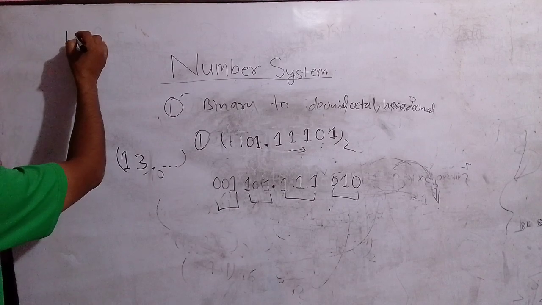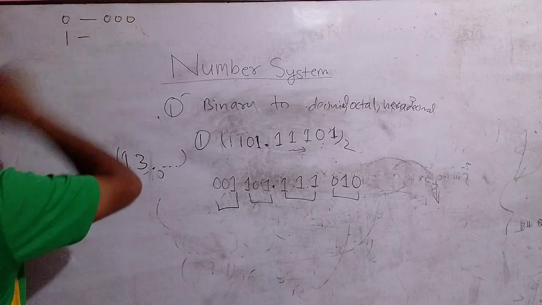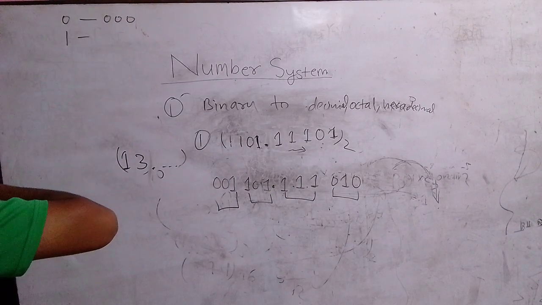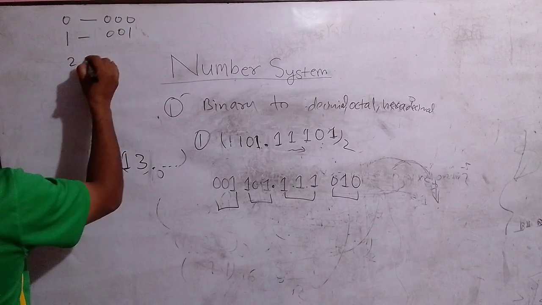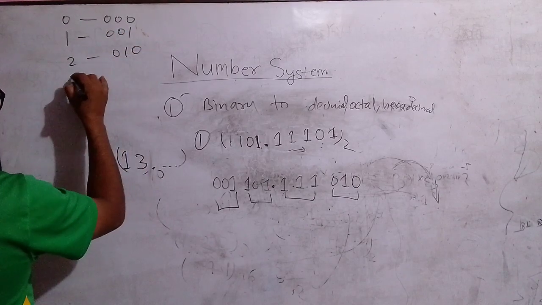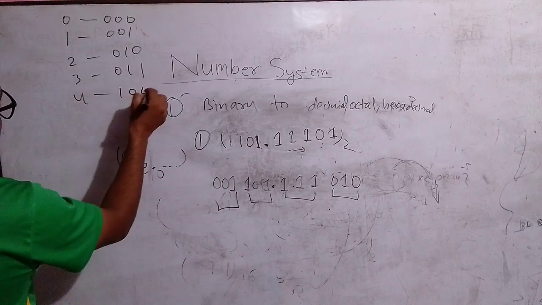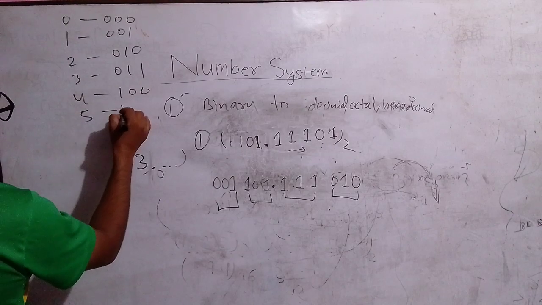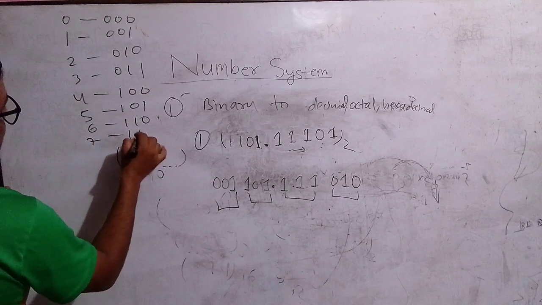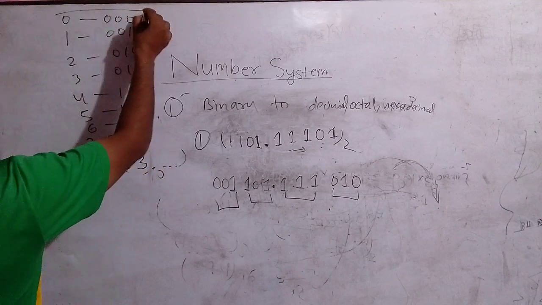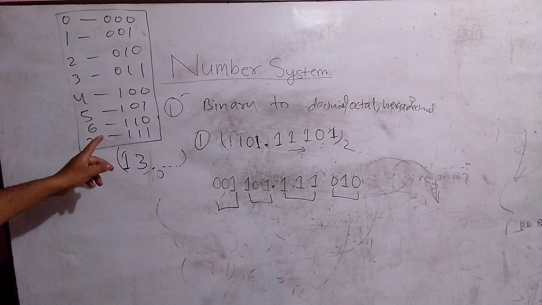0 is written as 0, 0, 0. 1 is written as 0, 0, 1. 2 is represented by 0, 1, 0. 3 is represented by 0, 1, 1. 4 is represented by 1, 0, 0. 5 is represented by 1, 0, 1. 6 is represented by 1, 1, 0. 7 is represented by 1, 1, 1. Now, this is the conversion table.